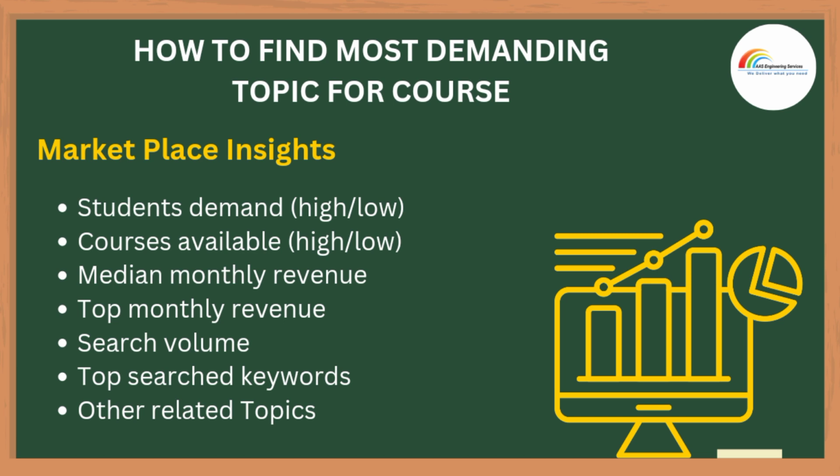Courses available. It is the ideal situation for any instructor that he has a topic, and when they enter the topic, for that topic there is a high demand and fewer courses available. It's an ideal situation. And then median monthly revenue, where the minimum monthly revenue and the top monthly revenue.